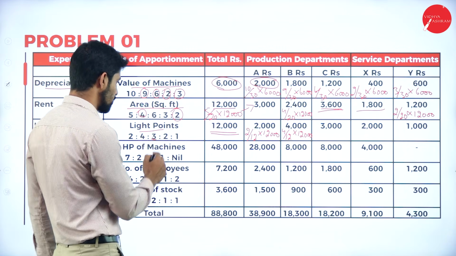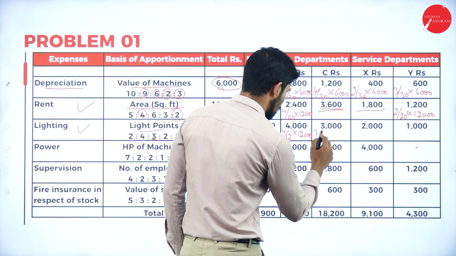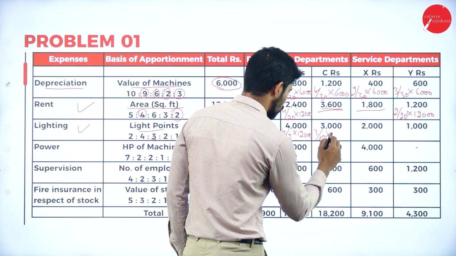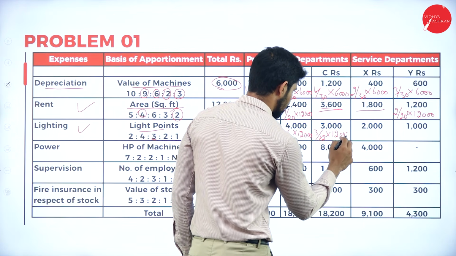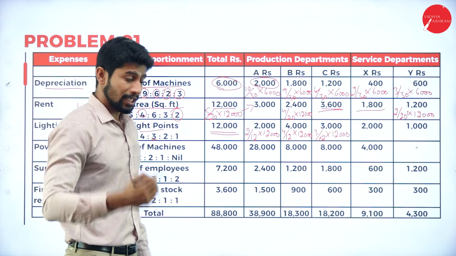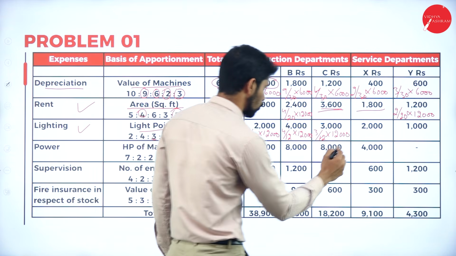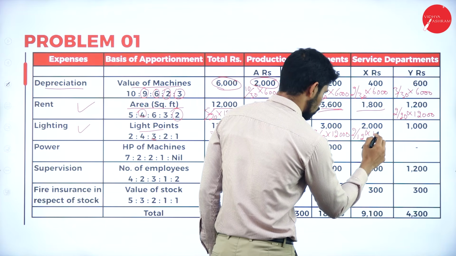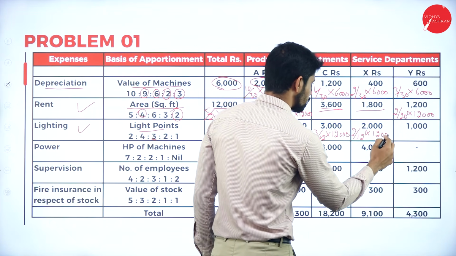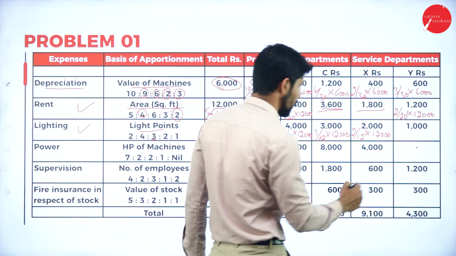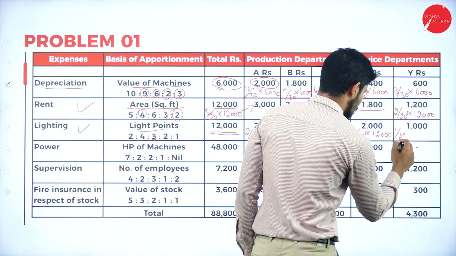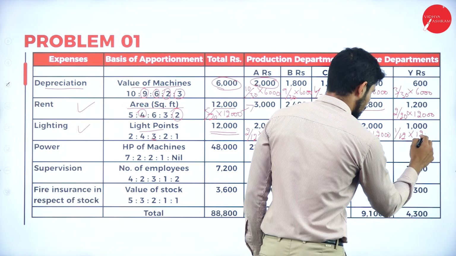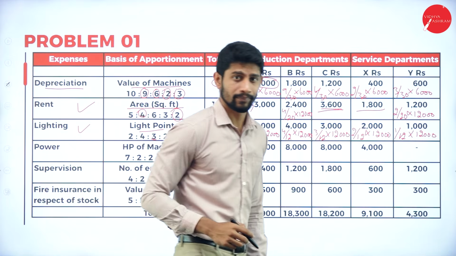Next, production department C, it is 3. So 3 divided by 12 into 12,000 is 3,000. Next, service department X, it is 2. So 2 divided by 12 into 12,000. Next, service department Y, 1 divided by 12 into 12,000. You will get 1,000. Okay.